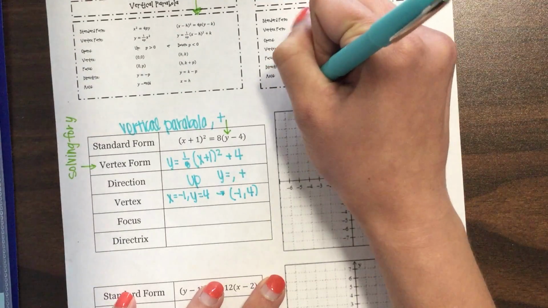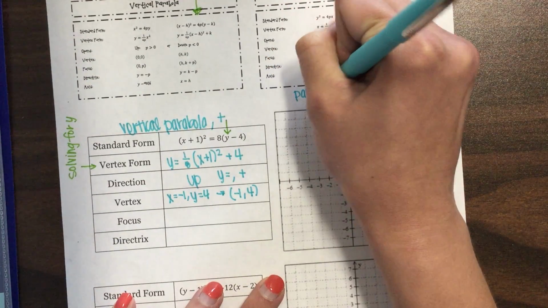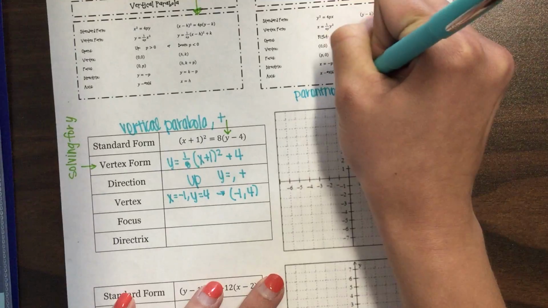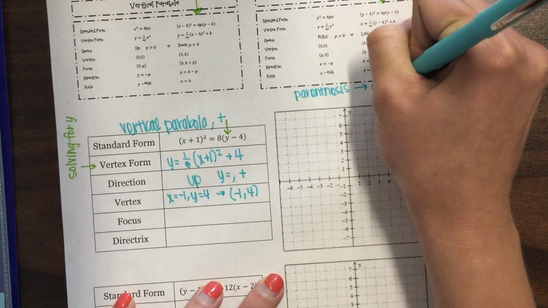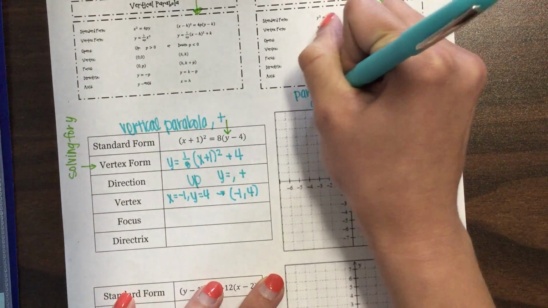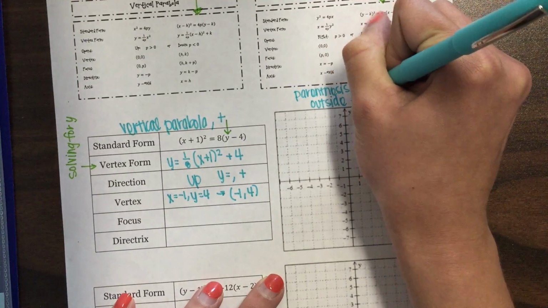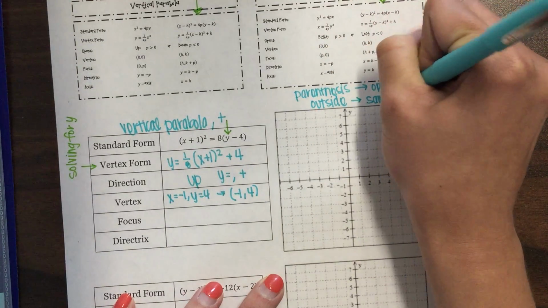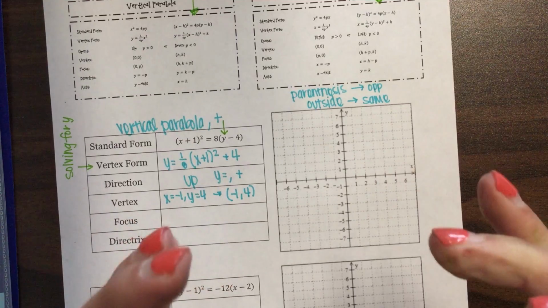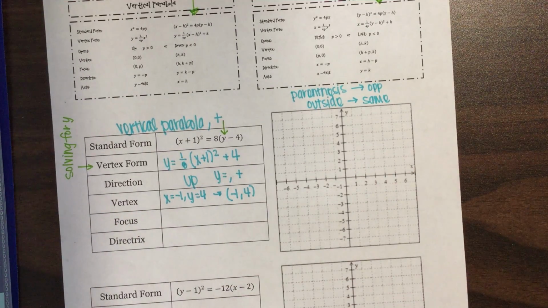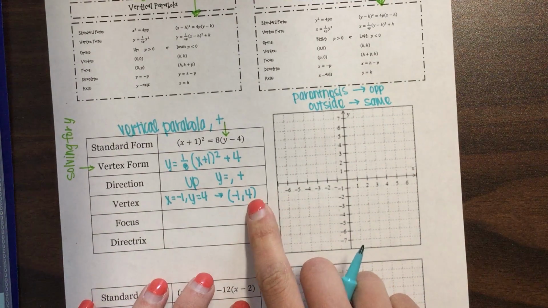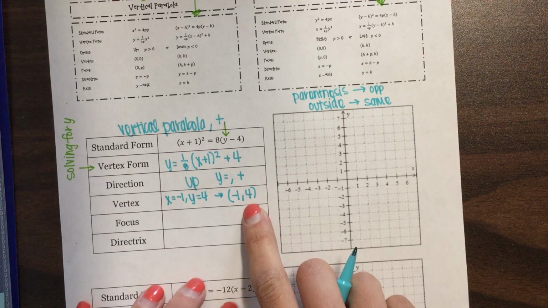So I'm going to write this right here. The number in the parentheses is the opposite, and the outside number stays the same. So whichever one's in the parentheses is the opposite. The one on the outside stays the same. So this is -1 comma 4 as my vertex.